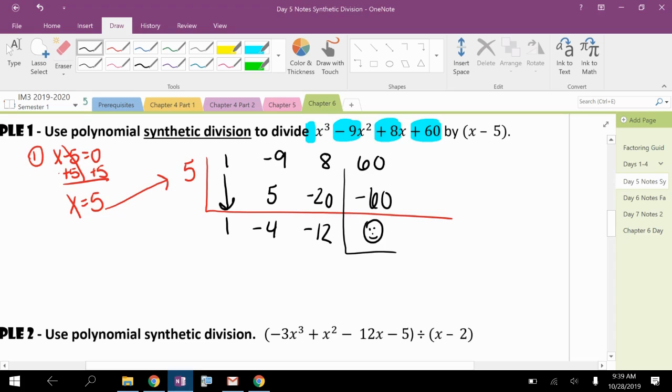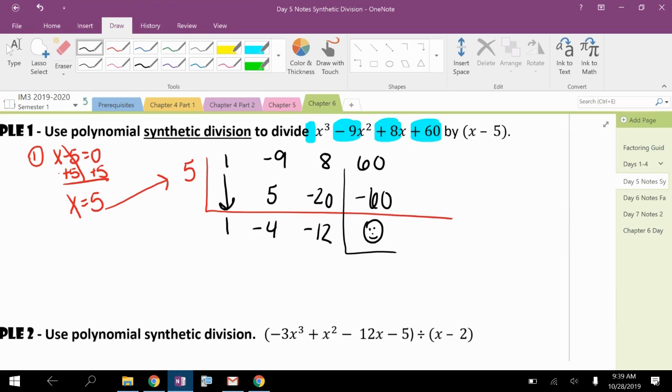Because when you get 0, that means that this is a factor of this. Now, was it going to be a factor again? 8 divided by 2 is 4 with no remainder. Okay? That's a factor. The 2 is a factor. So that means x minus 5 is indeed a factor, and you would see it on your graph.